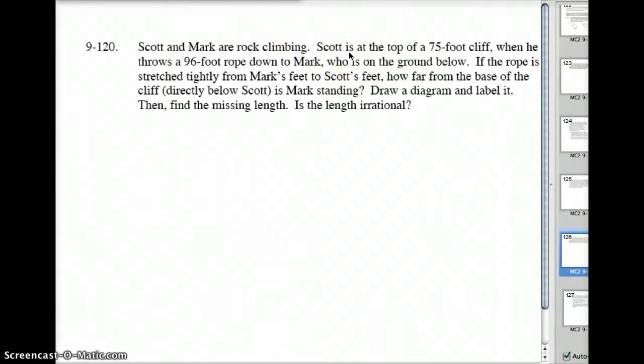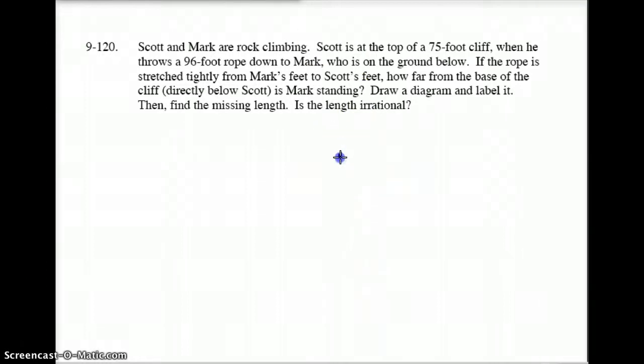Scott is at the top of a 75-foot cliff. So the cliff goes straight up and down. So Scott's up here. He's at the top of a 75-foot cliff. Here's my cliff, 75 feet high. Okay, he throws a rope over here to Mark, who's standing, and he's got 96 feet of rope. So we know the distance from here to here is 96.